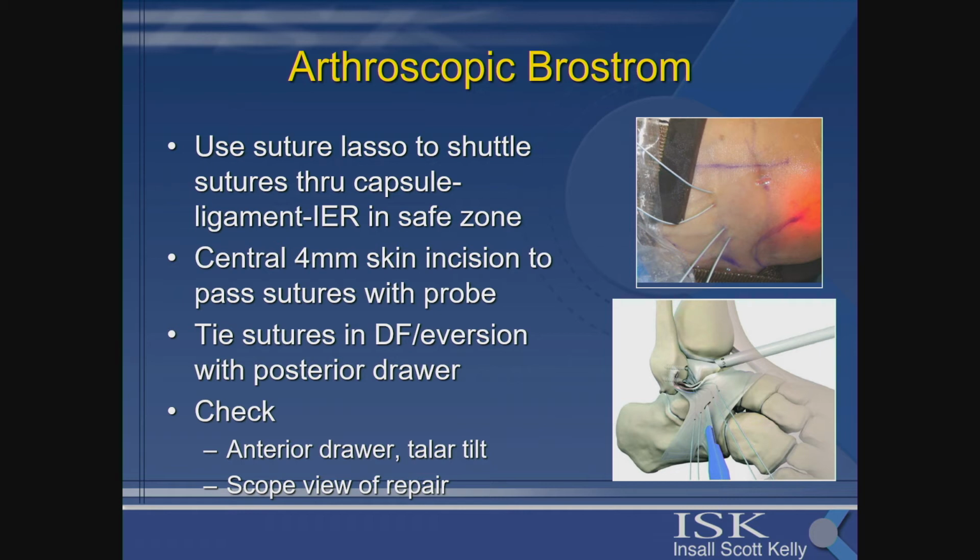And so you have basically 4 sutures that are coming out from the skin there, and then you bring them back subcutaneously. You pull anteriorly to make sure the nerve is out of the way, and then you tie them with the foot in dorsiflexion and eversion with a posterior drawer.